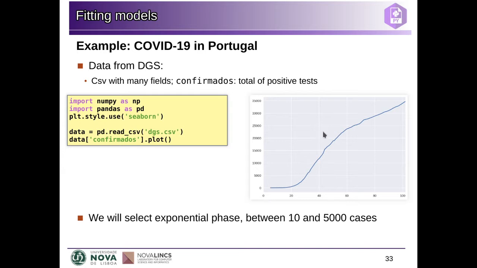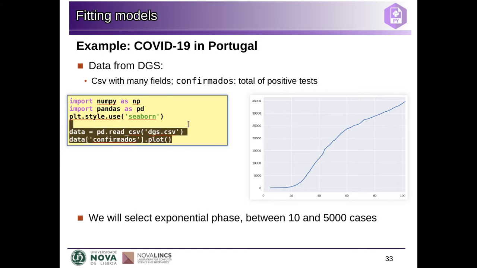One easy way of plotting this: we have this CSV file with lots of data, but one of the columns called confirmados has the total number of positive tests. So if you want to just take a look at what the data looks like, it's very easy to do that with pandas.